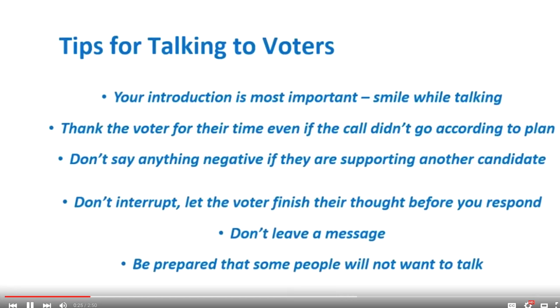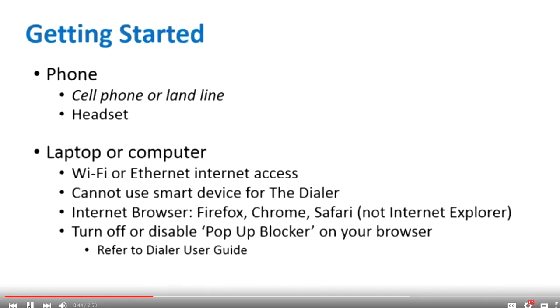Some simple tips while making these calls include: try to smile while talking, always thank the voter, stay positive, try not to interrupt, don't leave a message, and don't expect everyone to want to talk. And as always, make sure you are talking to the person the call is meant for. So you'll need a cell phone or a landline, a laptop or a desktop computer, and internet access. As of now, you can't use a tablet or smartphone for the dialer system, and you'll need to use Chrome, Firefox, or Safari. Sorry, no Internet Explorer.